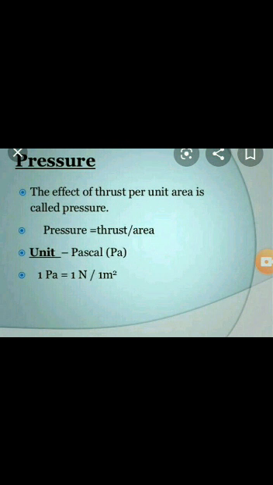What is pressure? The effect of thrust per unit area is called pressure. Pressure is equal to thrust upon area. What is the SI unit of thrust? Newton. And what is the SI unit of area? Meter square. So the SI unit of pressure is Newton per meter square, which is also called 1 Pascal. 1 Newton per meter square is equal to 1 Pascal.